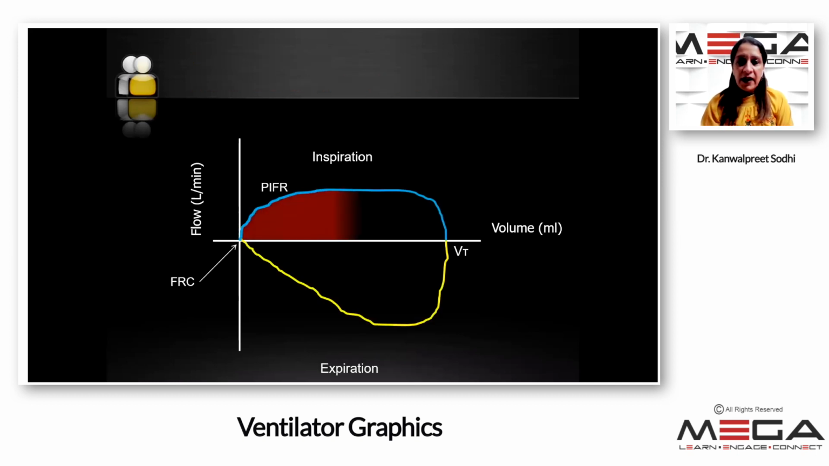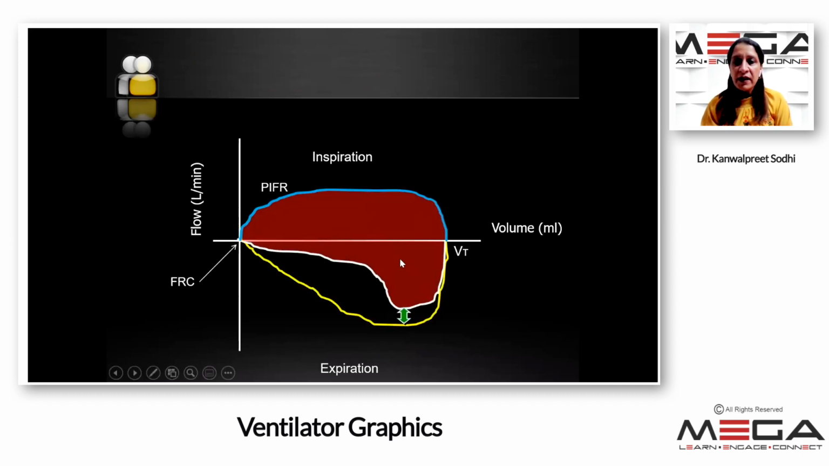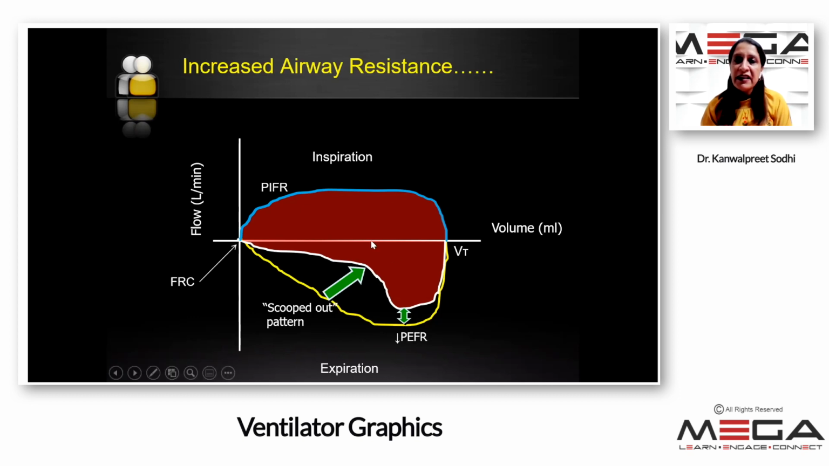Okay. Another one. So what is occurring here? The peak expiratory flow rate has decreased and there is scooping out of the expiratory limb. So what is this basically? This implies there is increased airway resistance. The scooping out of the expiratory limb tells us the airway resistance has increased.